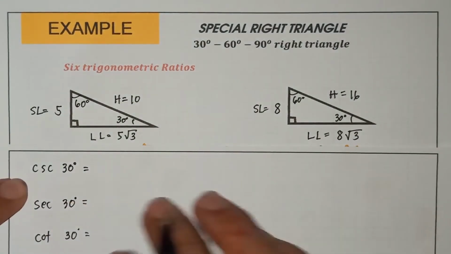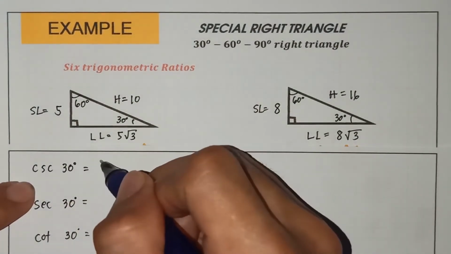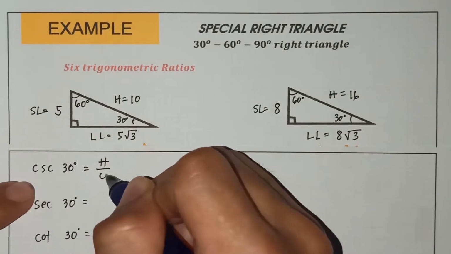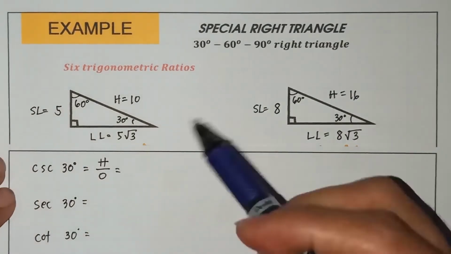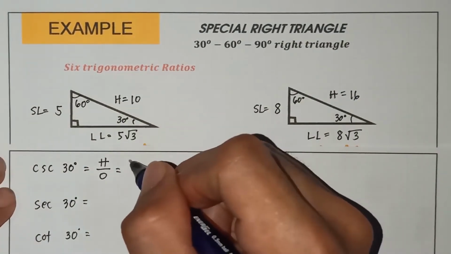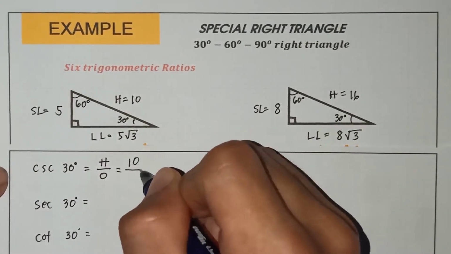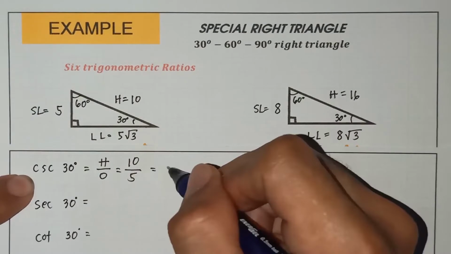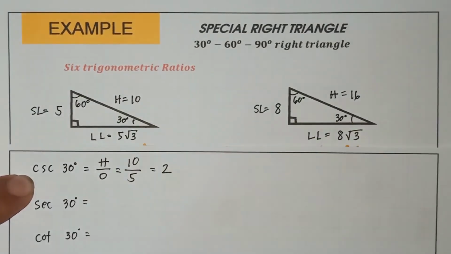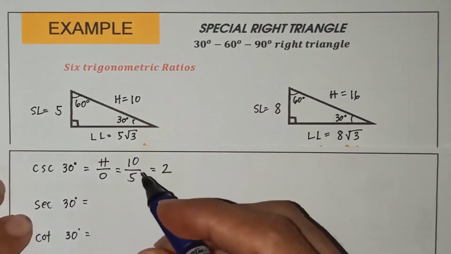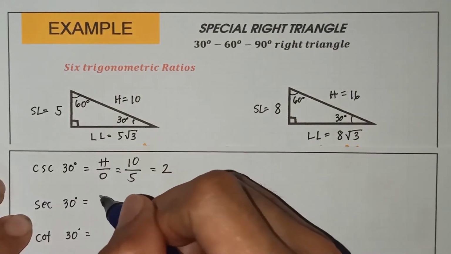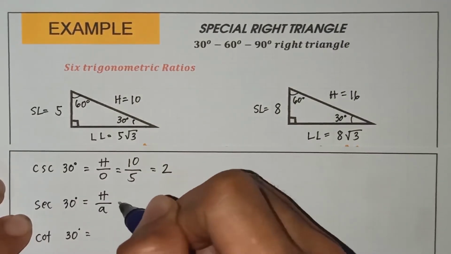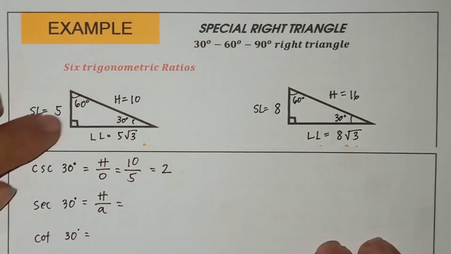The cosecant 30 degrees has a ratio of hypotenuse over opposite. The hypotenuse to 30 degrees is 10, and the opposite here is 5. So the cosecant 30 degrees is 2. And the secant 30 degrees is hypotenuse over the adjacent. The hypotenuse here is 10.